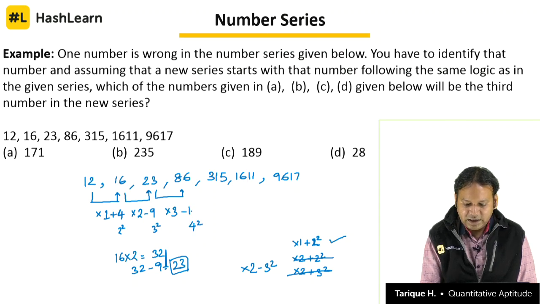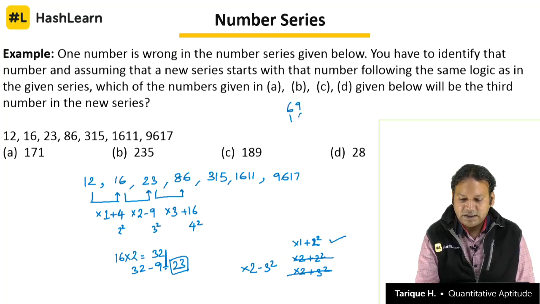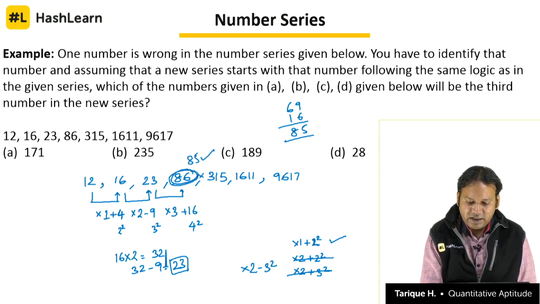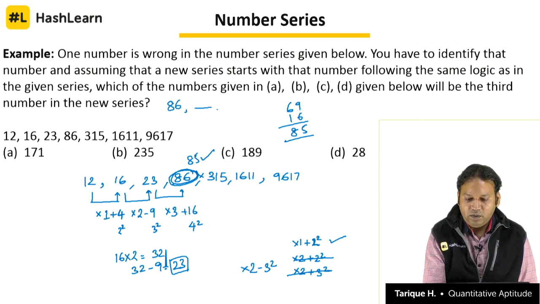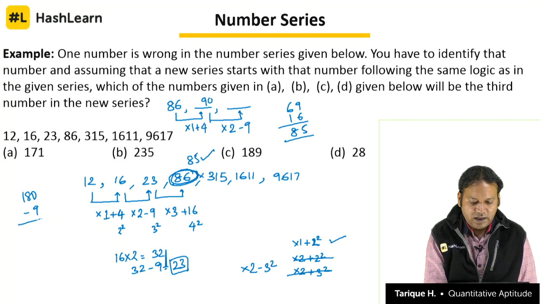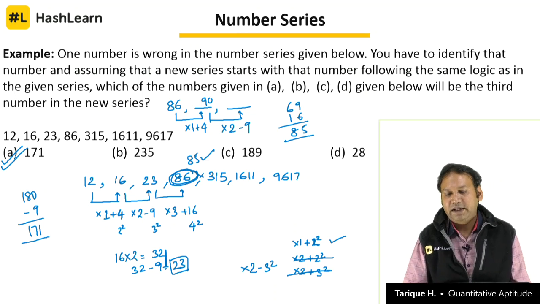Into 3 plus 16. So 23 into 3 is 69, plus 16 gives us 85. So that means 86 is a wrong number, 85 should be the right number. You will start the series with 86 and find out the third number. So 86 into 1 plus 4 is 90, and 90 into 2 minus 9, 180 minus 9, that is 171. So the correct answer for this question is 171.